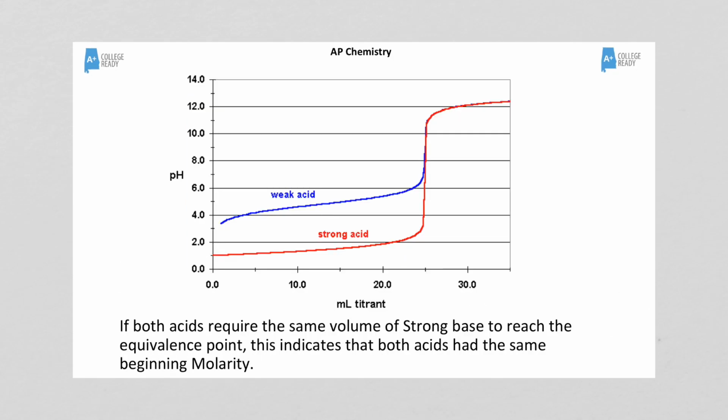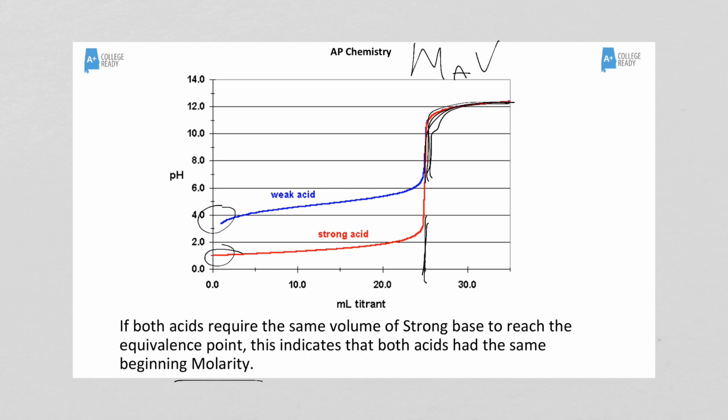So if we superimpose a weak acid curve on top of a strong acid, this is what it looks like. Notice that these curves completely line up and come together after their equivalence point. Their equivalence points are different, their beginning pHs are different, so that tells us they're different acids. But if these two acids come together at the same equivalence point, and this is the volume of base it took to completely neutralize each acid, what does that really tell us about each acid?